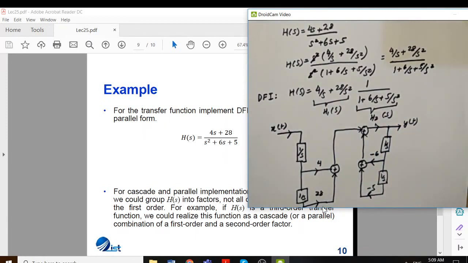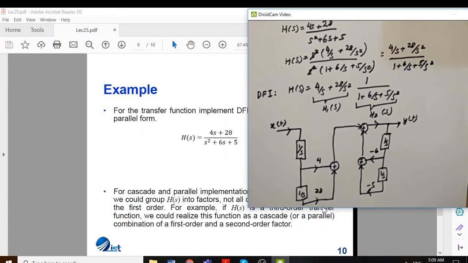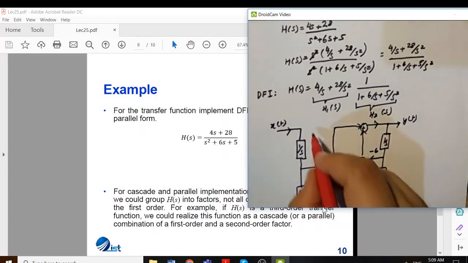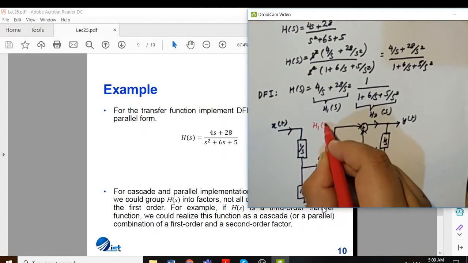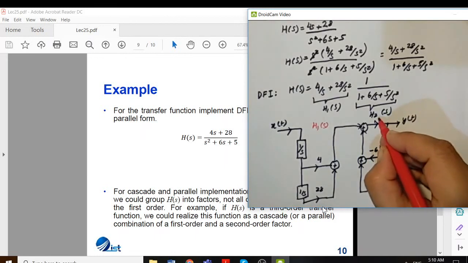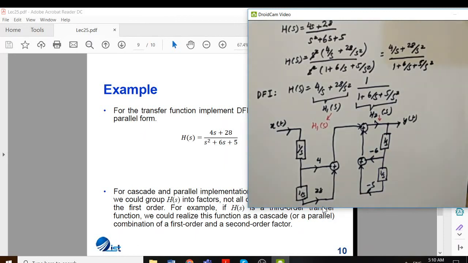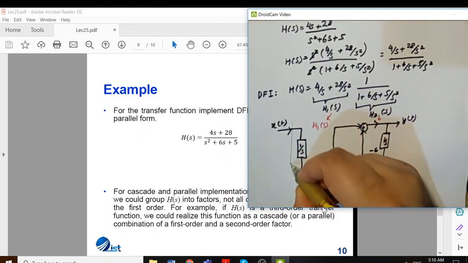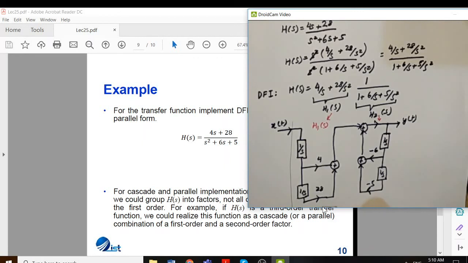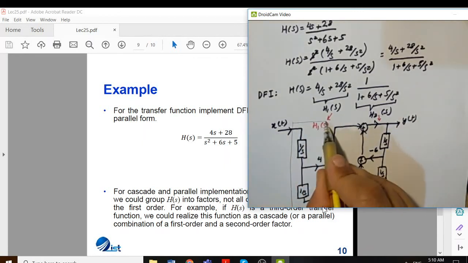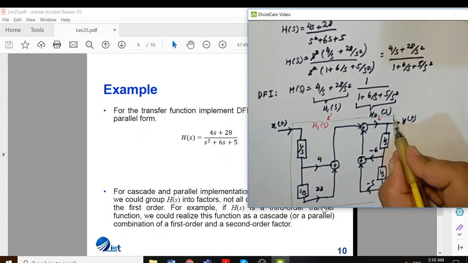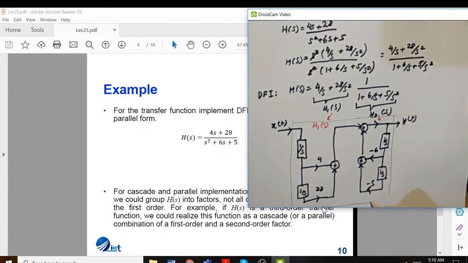So in this direct form 1, this part is your H1(s), and this is the H2(s). Also we can see that all of this is one system. I am drawing it with a pencil. So the input of the system was x(t), and the output is y(t).